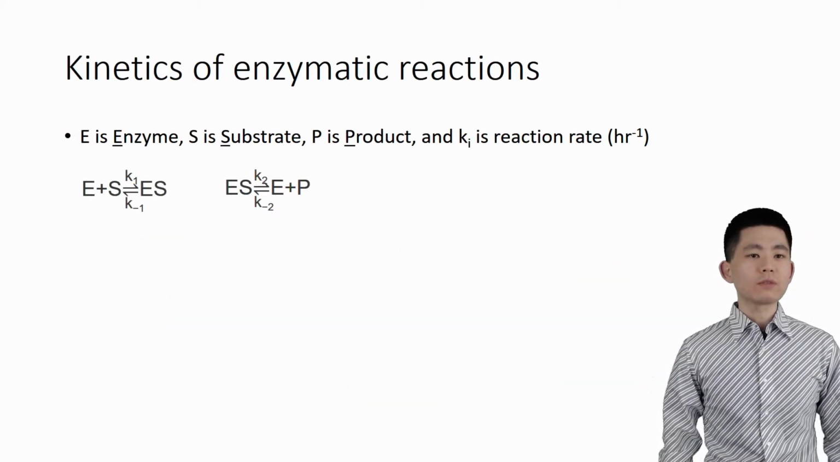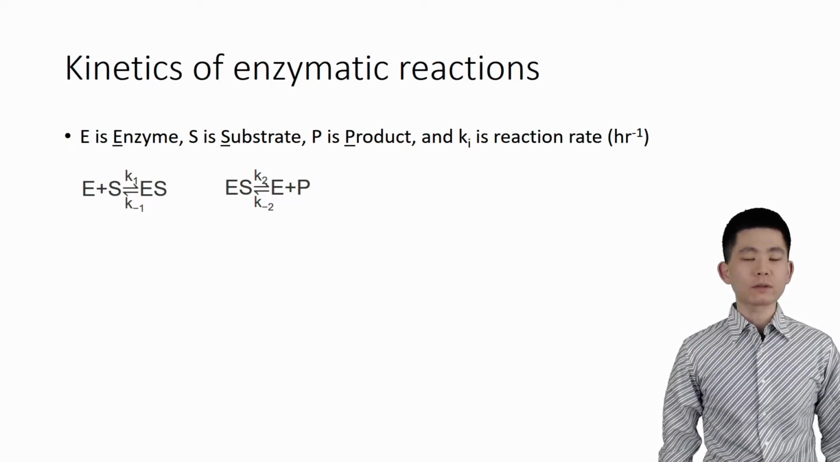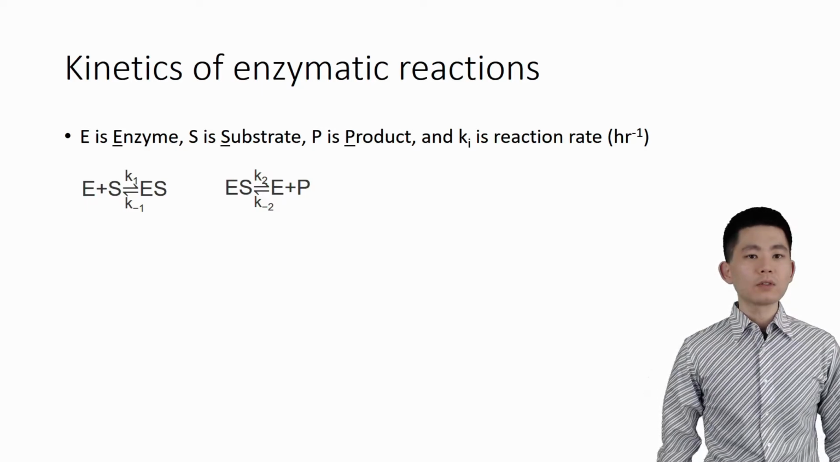Let's use E to represent the enzyme, S to represent the substrate, and P to represent the product. ES is the enzyme-substrate complex. K represents the reaction rate with a unit of per hour. Two empirical reactions can be used to describe the enzymatic reaction model: the formation of enzyme-substrate complex and the breakdown and release of the product.